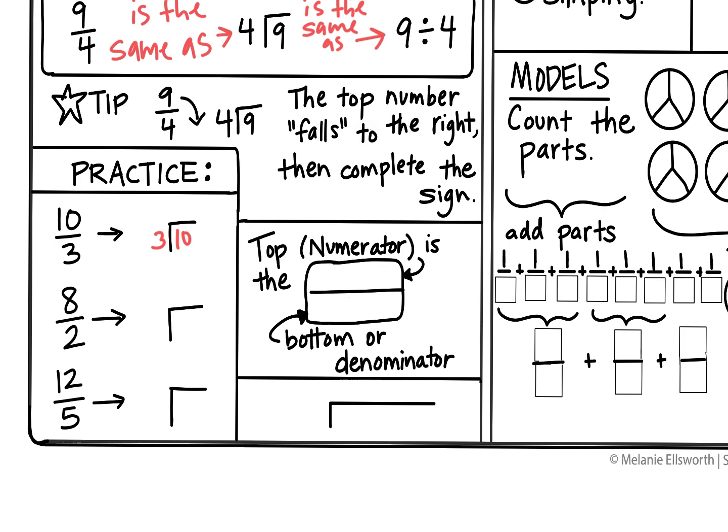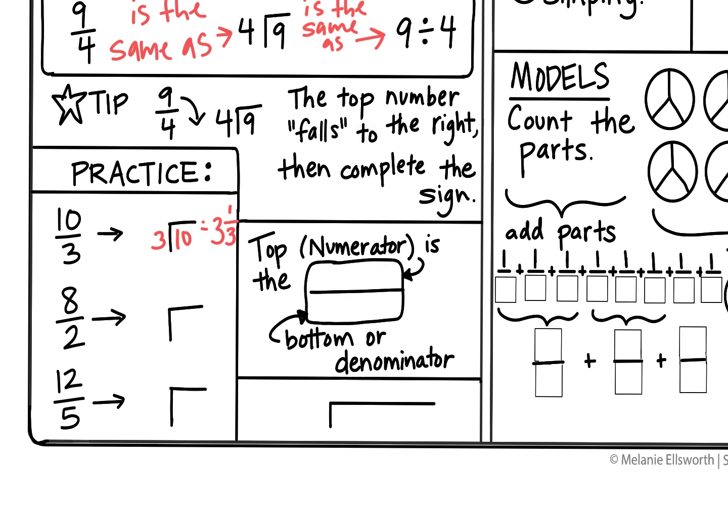And what would that change to? 3 and 1/3. Your denominator won't change. 3 goes into 10 three whole times, and you have 1 left over out of 3 still.